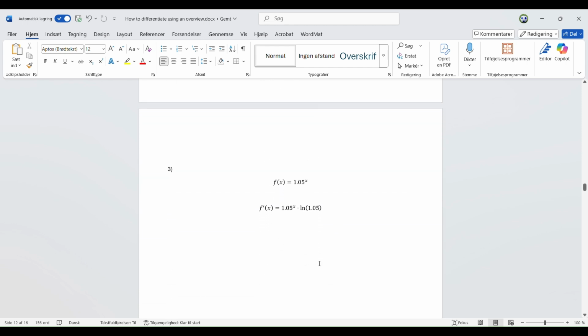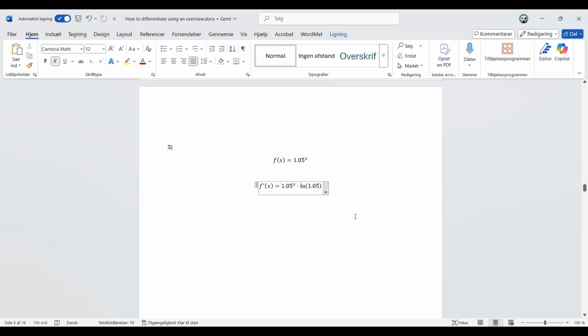And a third example of this, 1.05 raised to the power of x. We just copy our expression up here and multiply it by ln of our constant here, 1.05. So that's our first order derivative. And another one, f of x equals 0.56 raised to the power of x. We just copy our expression up there and multiply it by ln of 0.56, which once again was our constant a.